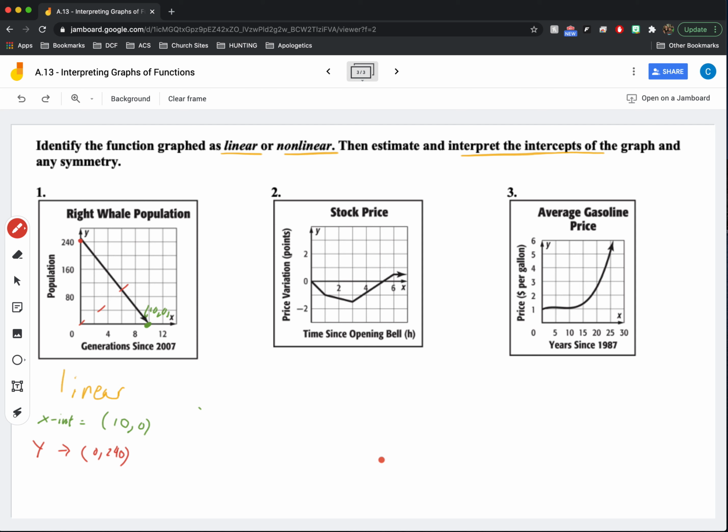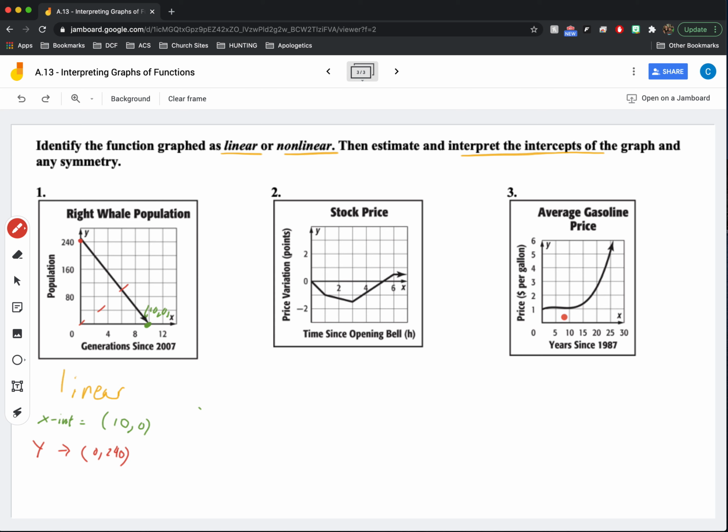Is it linear or nonlinear? Well, a line would be a straight line. That is not a straight line, so it is nonlinear. The graph actually has 2 x-intercepts. It has one x-intercept at 0, 0, and one at, looks like, 5, 0. The y-intercept only crosses the y-axis at 0, 0. So the y-intercept is 0, 0. And there are no lines of symmetry. There's no line I can put on this graph where it folds over nicely.